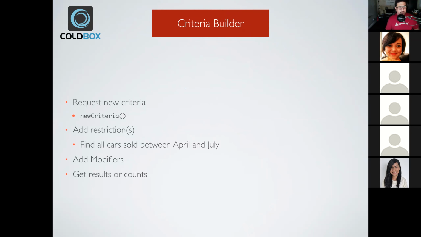How it works, you start off by requesting a new criteria. You're gonna add restrictions into that criteria. So it could be something like find all the cars sold between April and July, whatever where statements you want, or subqueries. You can add different modifiers, so how that query is gonna actually behave, and then you can give the results or even counts of what you want.